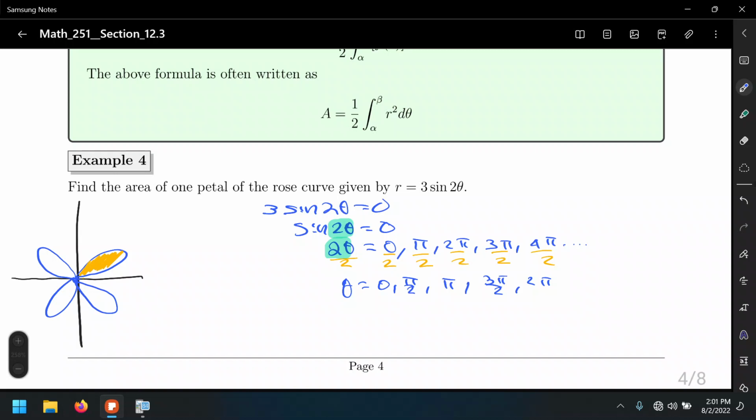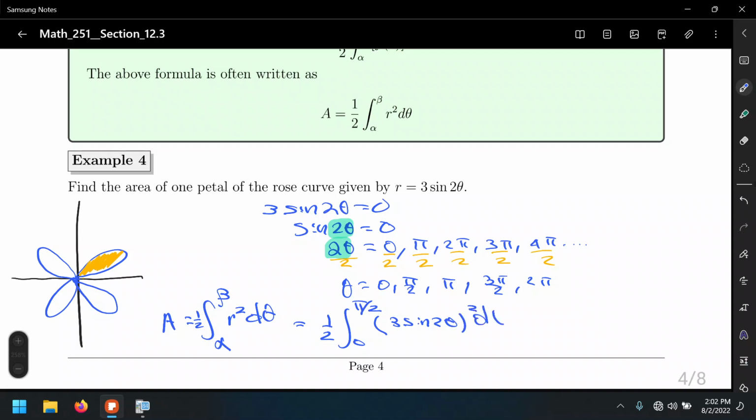Of course, you can find the area of your favorite loop, but let's keep it simple. How about from 0 to pi over 2? All right. So area equals the integral from alpha to beta of r squared d theta. Don't forget the 1/2. And r is going to be our function squared, 1/2 from 0 to pi over 2. And be careful, it's not r, it's 3 sine 2 theta.